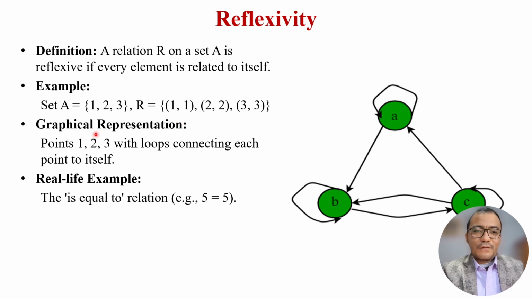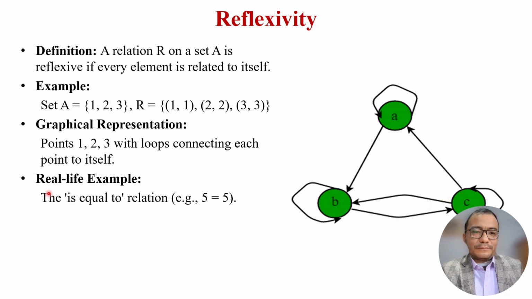For the graphical representation, suppose points 1, 2, and 3, with a loop connecting each point to itself. That's one example. In the graph, A itself has a loop, that means (A,A). A is also connected to B, directed toward B, and B also has a loop on itself, so it is (B,B). In this way B connects to C, and C itself has a loop, (C,C), and C to B also, as we can see here.